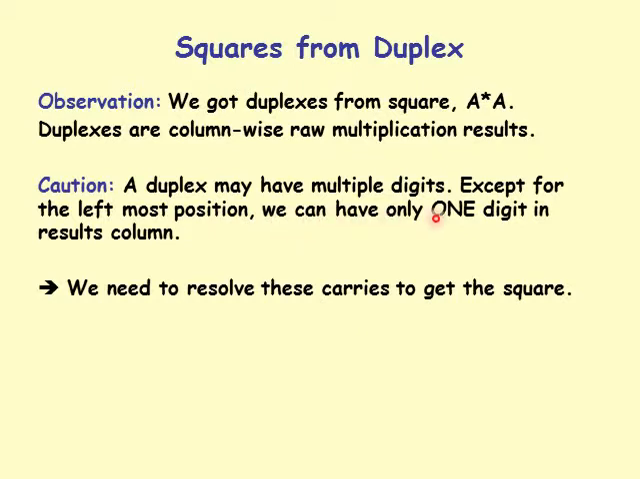We can only have one digit in the result column. A duplex may have multiple digits. This becomes the raw multiplication result, and we allow multiple digits only in the leftmost position. And I'm assuming that we are going to take the carries to the left. We can have only one digit in the results column. Okay, we need to resolve these carries to get the square.